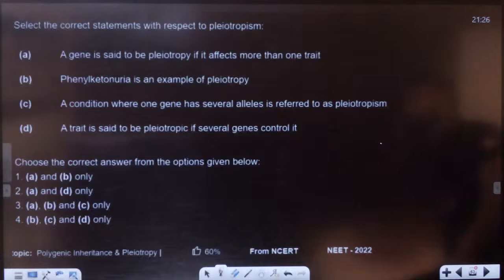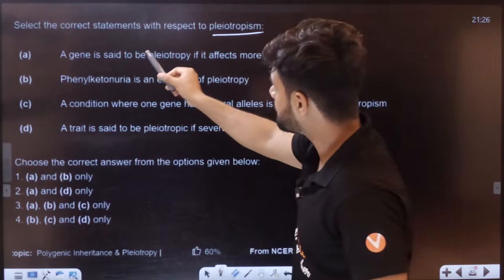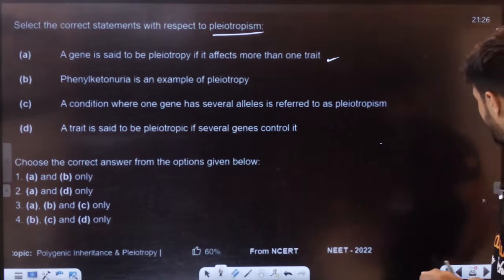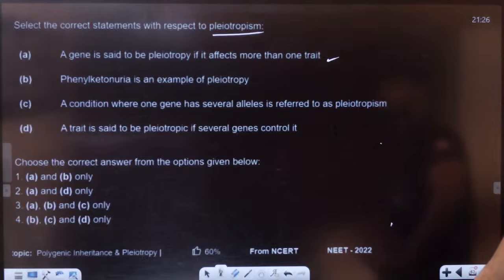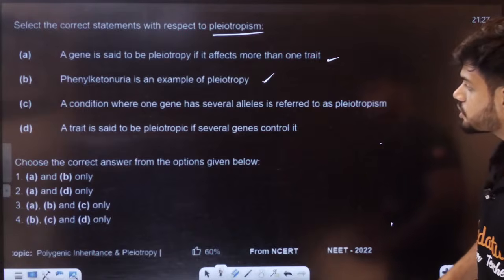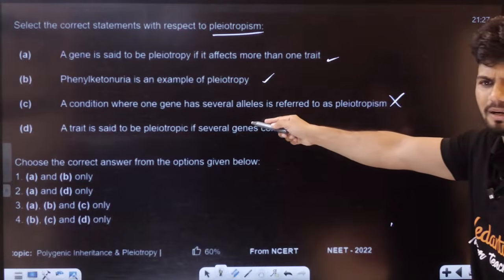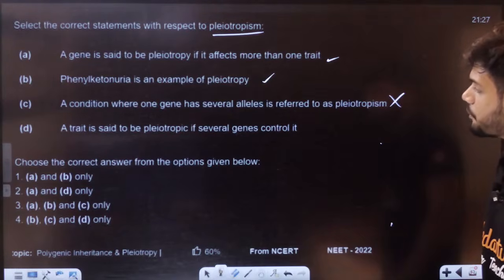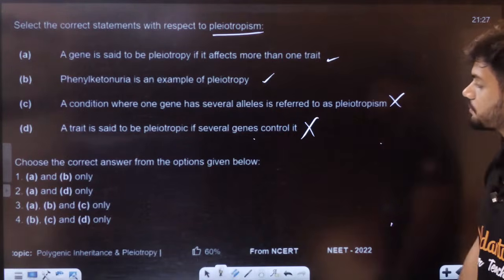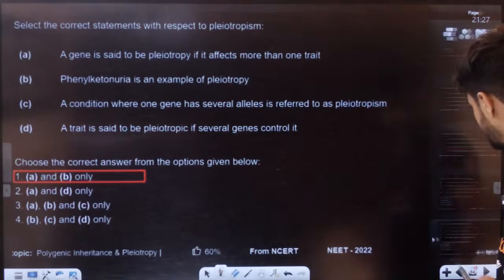Start solving. Select the correct statements with respect to pleiotropism. A gene is said to be pleiotropic if it affects more than one trait. Multiple traits can be affected here. Pleiotropism is an example of pleiotropy. A condition where one gene has several alleles is referred to as pleiotropism? No, that is multiple allelism. A trait is said to be pleiotropic if several genes can be involved? No, that is polygenic inheritance. So what is the answer, students? A and B only.